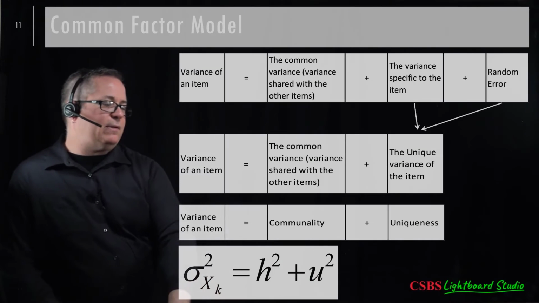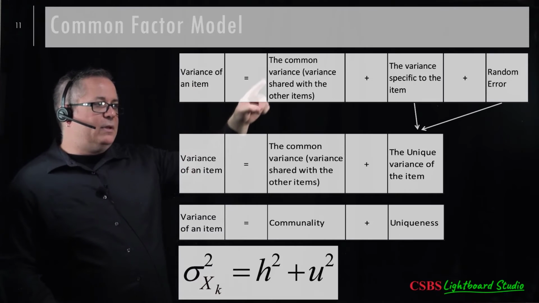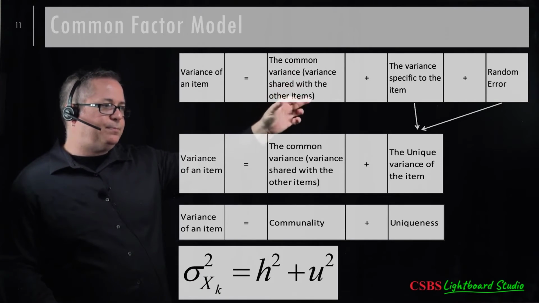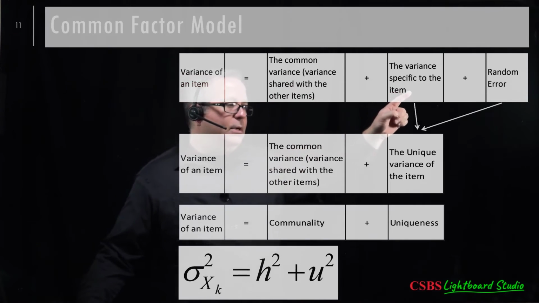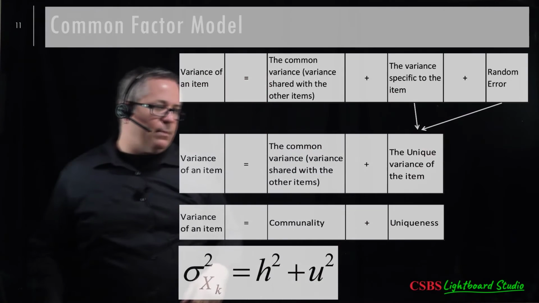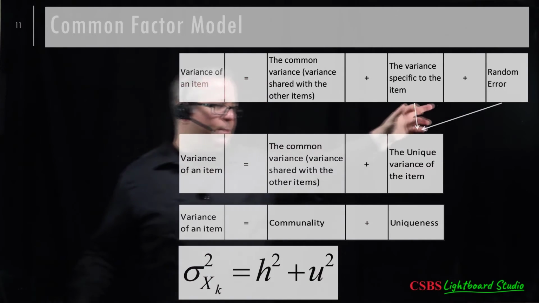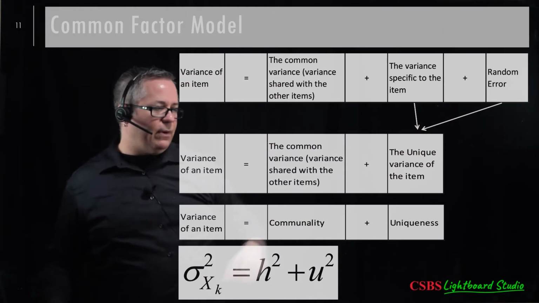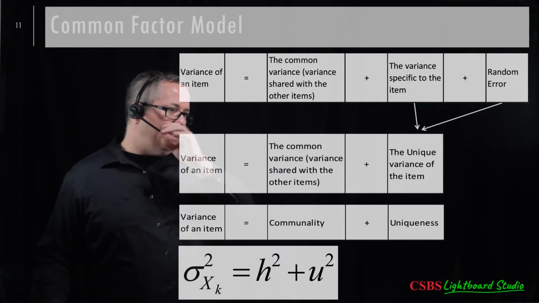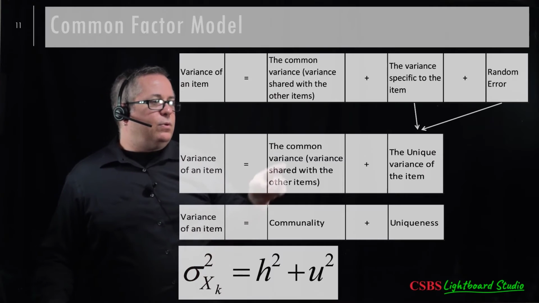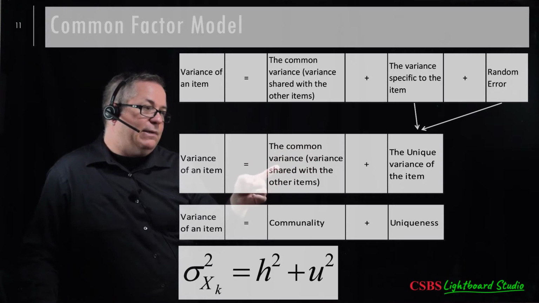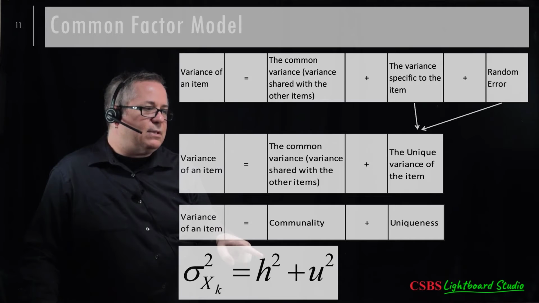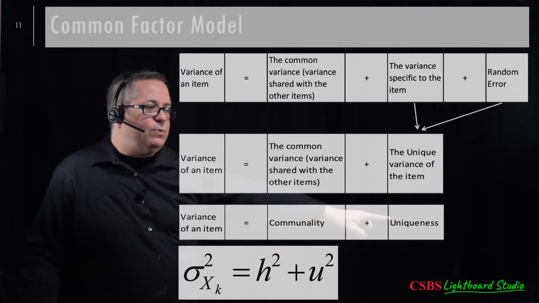Another way of thinking about this is we have the variance of the item, you have the common variance that it shares with other items. There's the variance that's specific to the item, plus random noise, random error at the bottom there. Both of those combine together into this thing we call the unique variance, often referred to as the uniqueness. And the common variance, the common variability, is referred to as the commonality or communality. This is the item's communality, this h squared, and this is the item's uniqueness, the u squared.